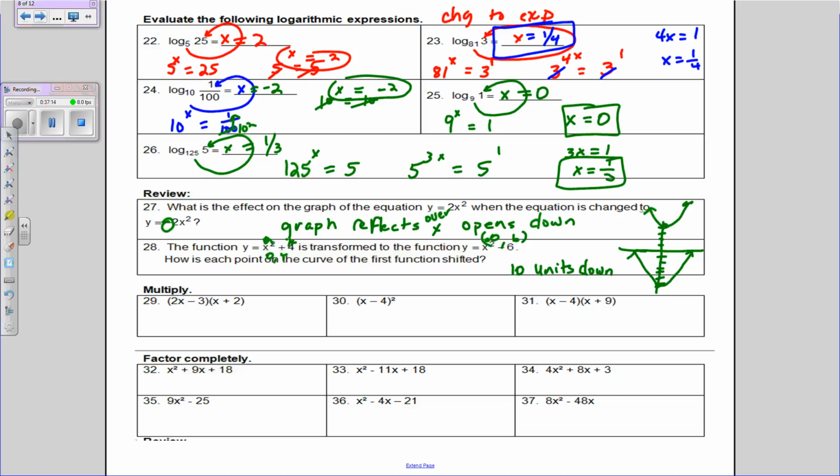It looks like it widened, doesn't it? Even if you looked at it in your calculator, it looks like it widened, but that's because it started lower, so it'll eventually enclose this one within it, the top one within it.